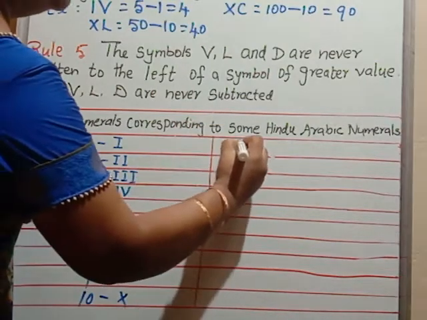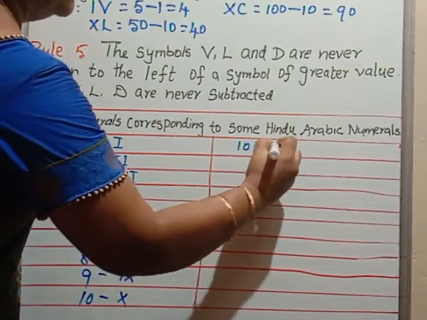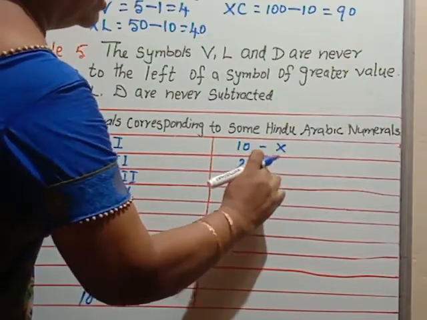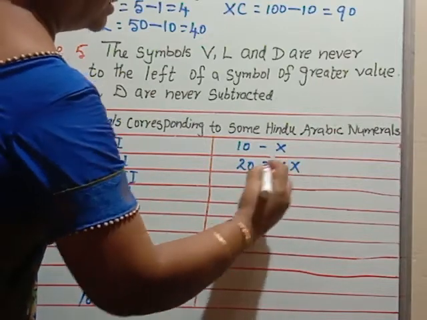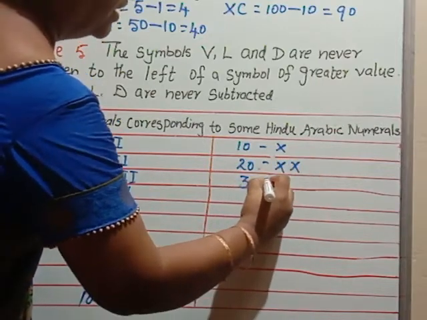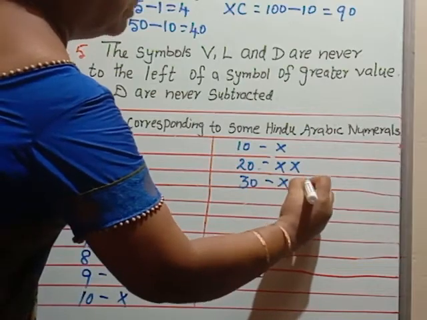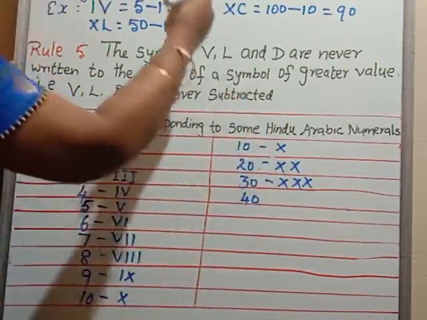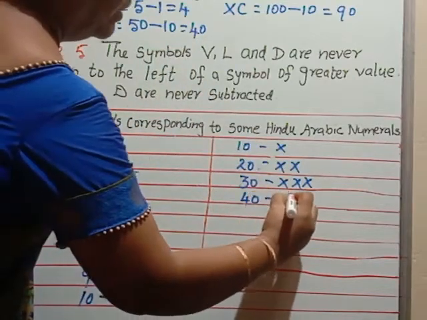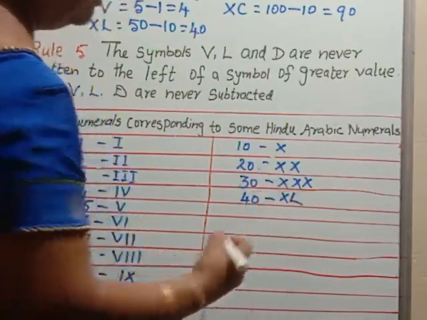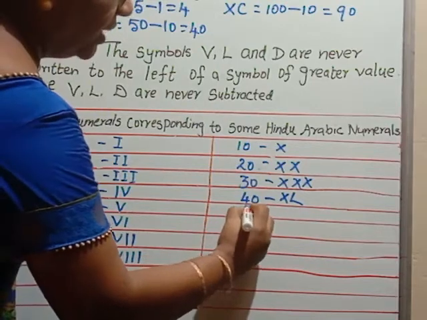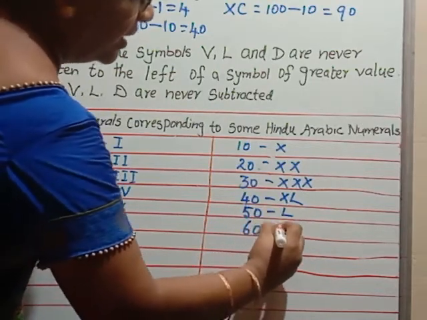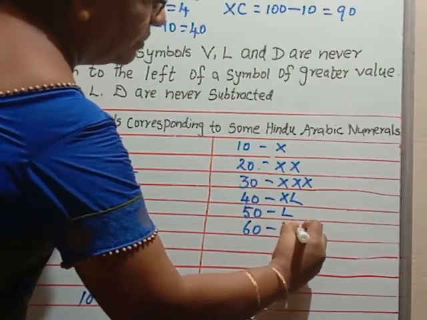Now, I will teach you for 10. Already you know X. For 20, XX. For 30, 3 times you can repeat the X. Now, what is for 40? The example I taught you. 50 minus 10, 40. What is the letter for 50? L. Now 60, LX.